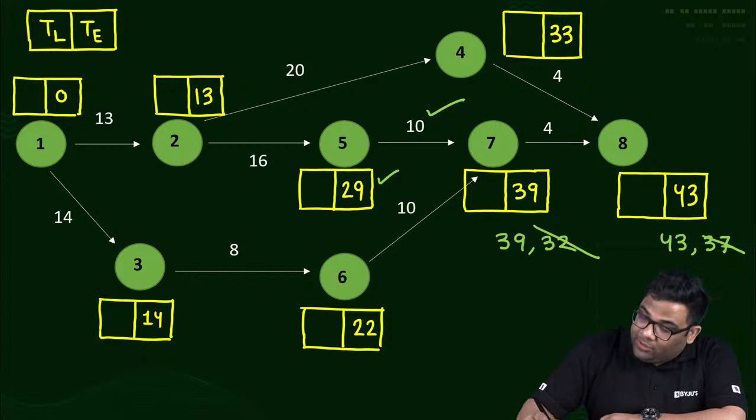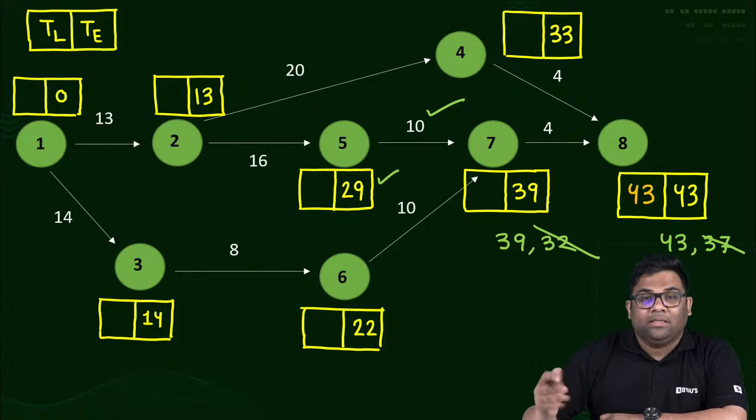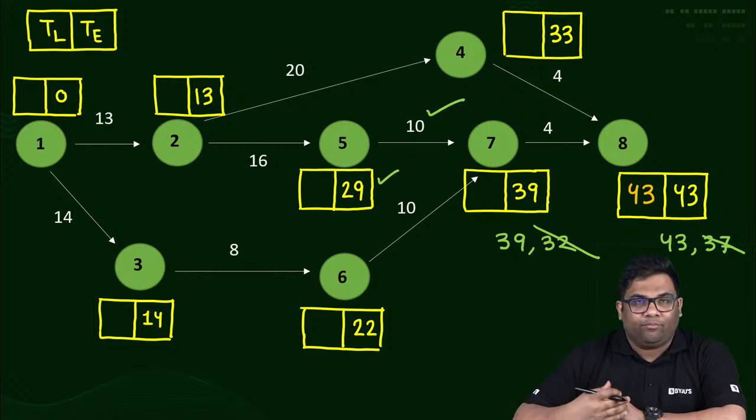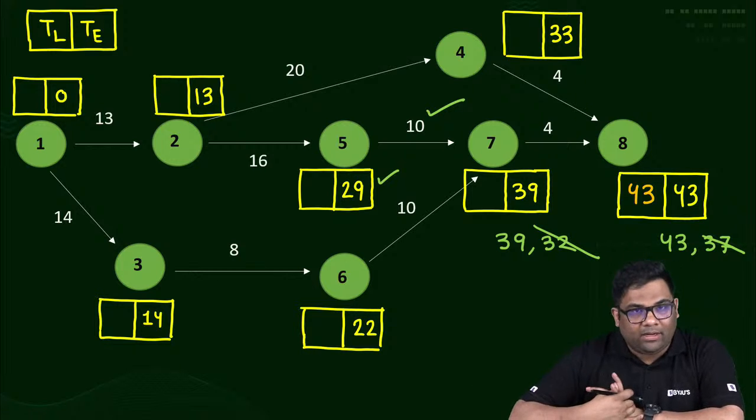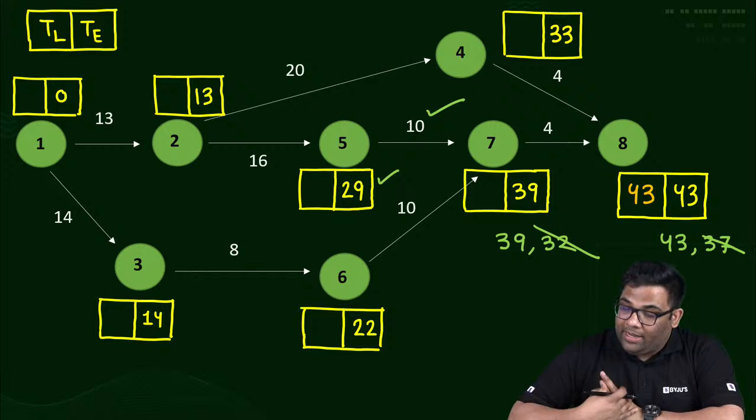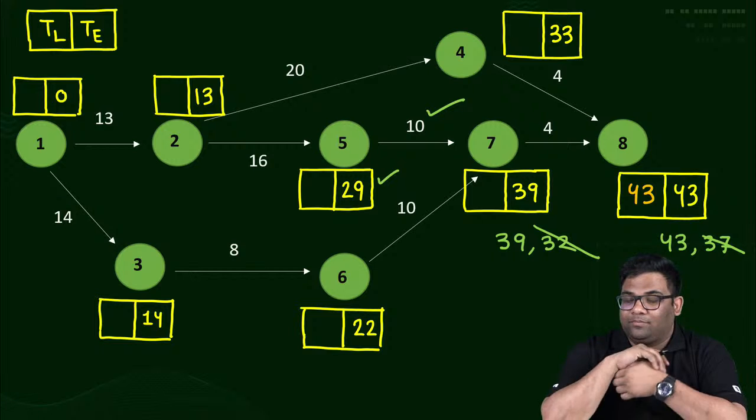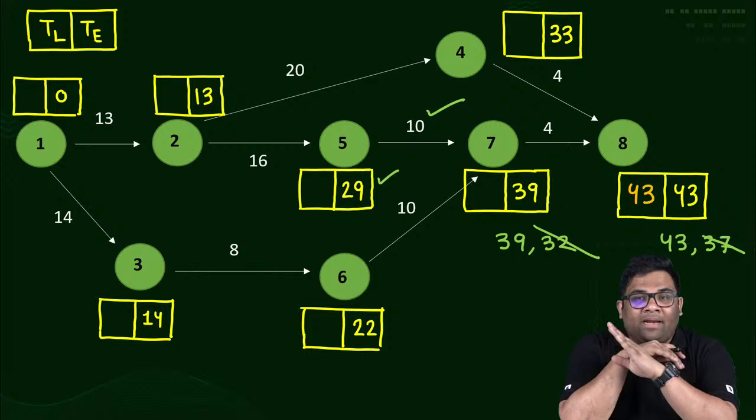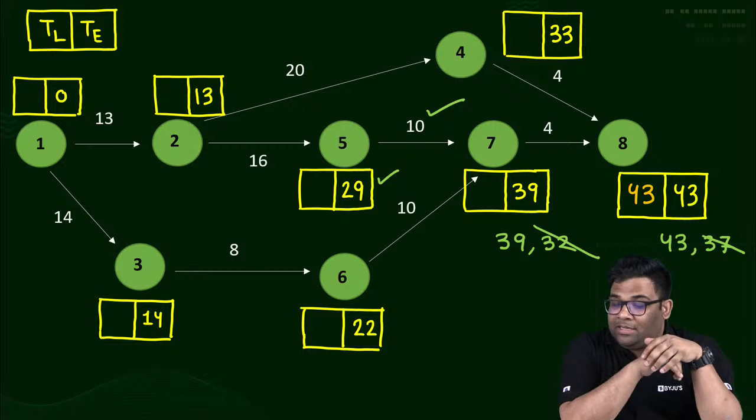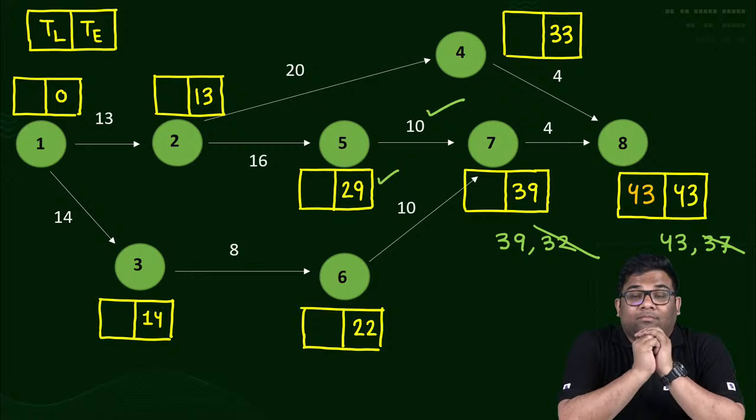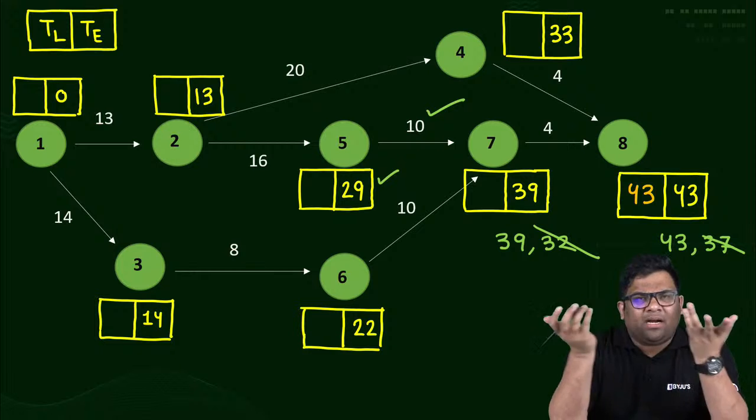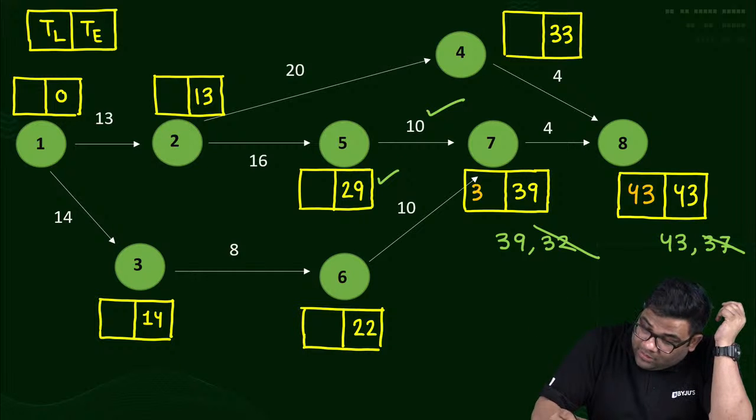For the last one, you will just take both the same. TE and TL will be the same. Okay, last one. Now tell me what will be the TL for the 7th one. You subtract, now go back. Subtract, tell me. Just subtract 4, 39. Very good.